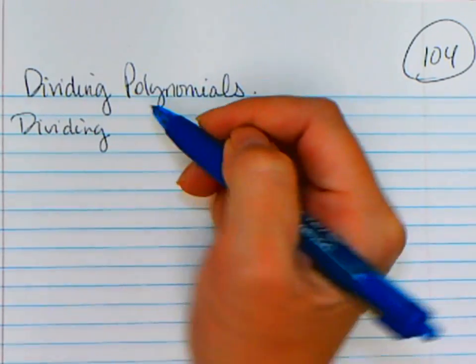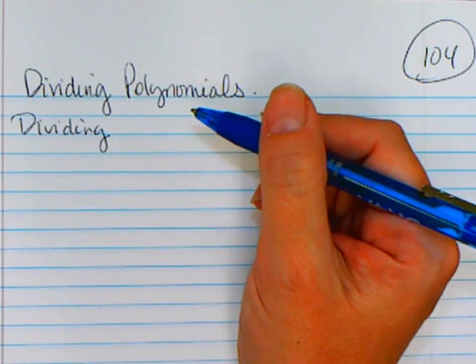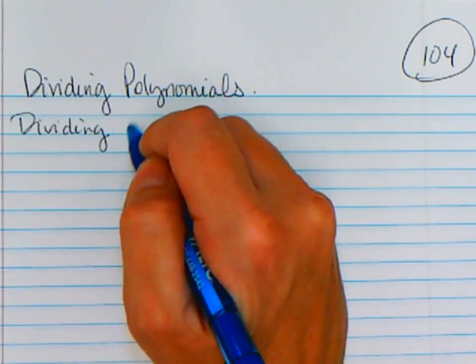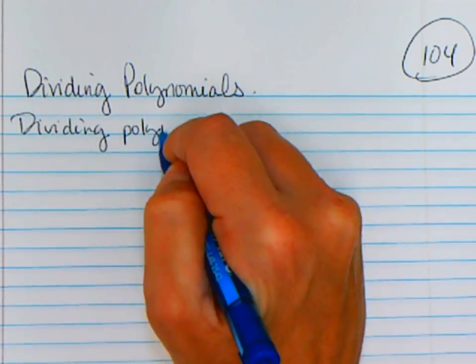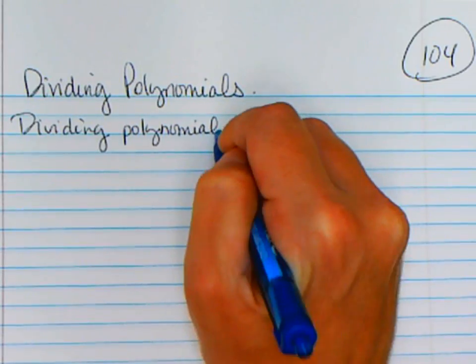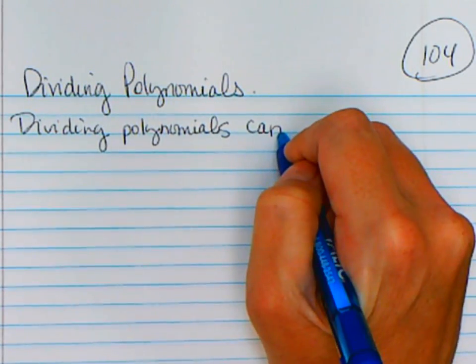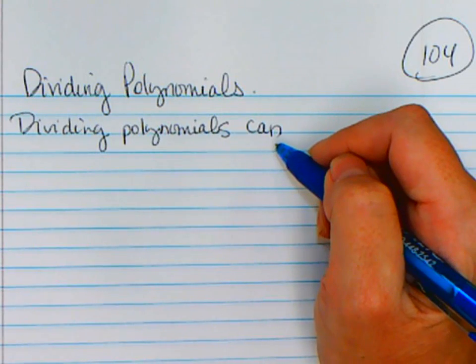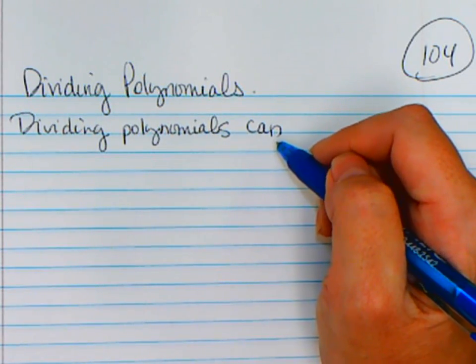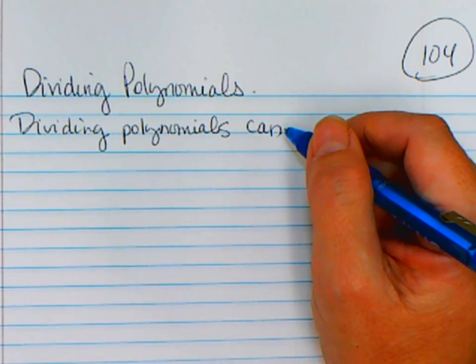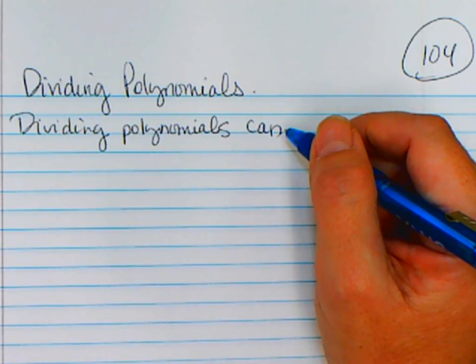And dividing polynomials is important because it can help you find factors, especially when you start trying to find solutions or roots or zeros of polynomials that have higher degrees and all of the methods that you know won't work. Sometimes you can use division of polynomials to help you find at least one factor, and that can help you get started.